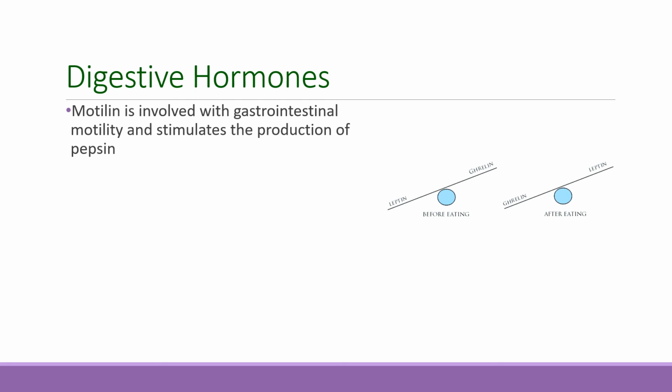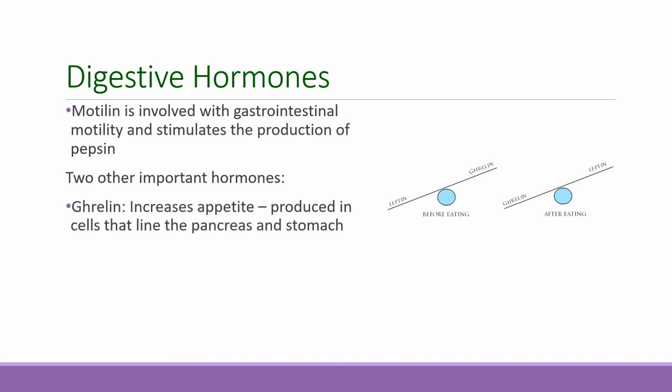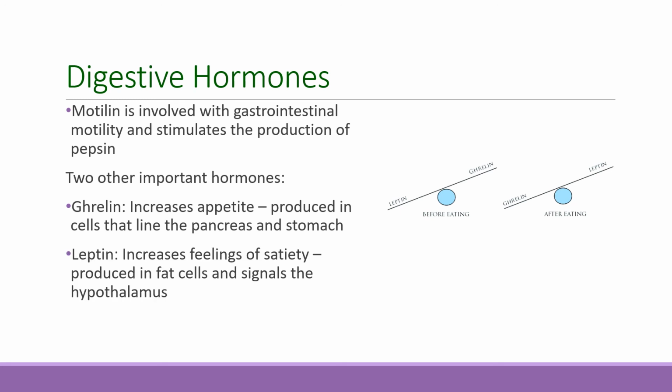So that's a lot of stuff going on, a lot of chemistry and a lot of hormones just to help us digest our food. There are 2 other important hormones I'm just going to mention here. One is ghrelin, which increases the appetite and is produced in cells that line the pancreas in the stomach. Leptin increases feelings of satiety, produced in fat cells, and signals the hypothalamus. And leptin and ghrelin levels increase in the saliva when you chew. And one more reason why chewing is a really important aspect, even with hormone health. There's so many things that chewing can do that will be helpful for how the client functions and how they balance hormones.